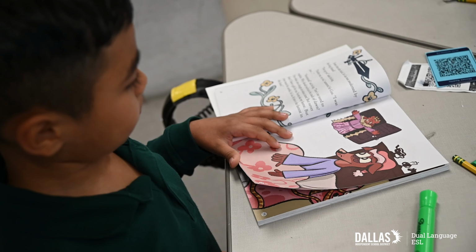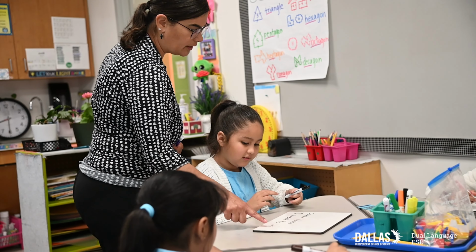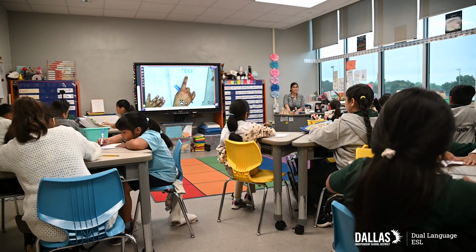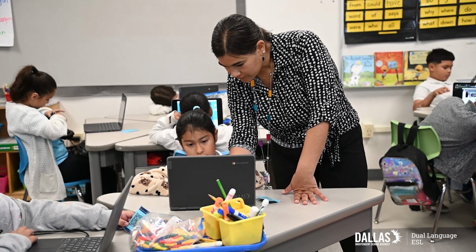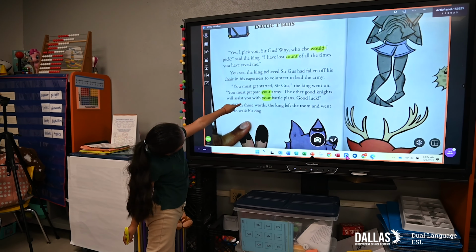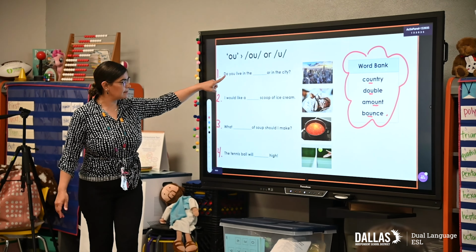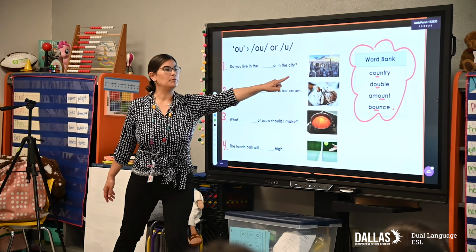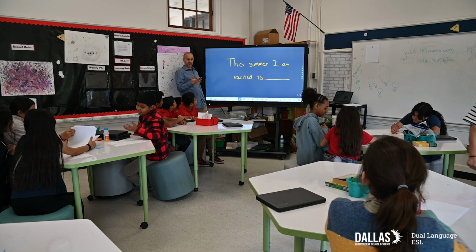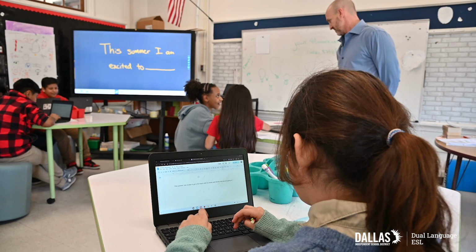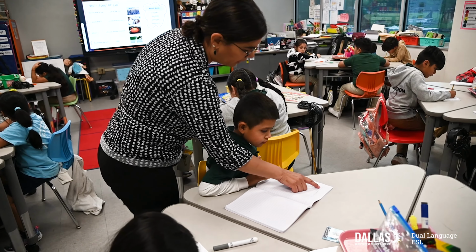Because one size does not fit all, let's explore varied instructional support. Emergent bilingual students bring a wide range of language skills and learning backgrounds. Some are newcomers, some have been in U.S. schools for years, and others may also be in special education or identified as gifted and talented. Effective teaching starts with knowing our learners. Supports like visuals, sentence frames, word banks, and peer partners aren't just helpful. They're essential tools that make grade-level content accessible. When we provide the right scaffolds and challenges, students stay engaged, grow academically, and gain confidence in their abilities.